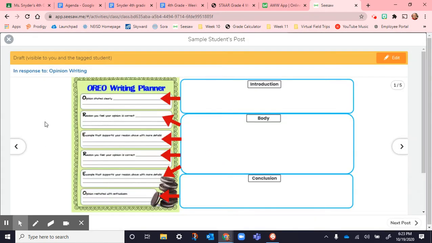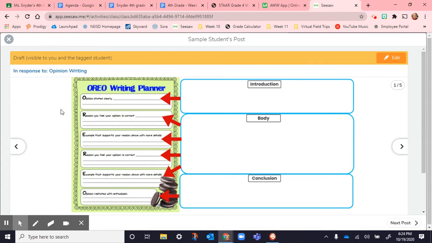With this one, we have our test on Wednesday and Thursday, so we've been talking about just the different parts and what needs to be included in the different parts. So everybody's writing is going to have an introduction, a body, and a conclusion. And so OREO is an acronym that you can use to kind of plan out.